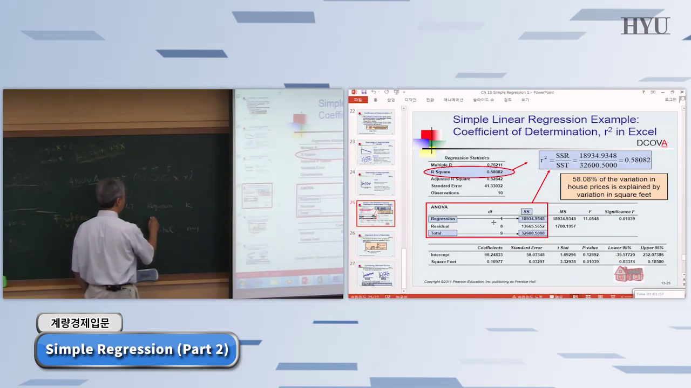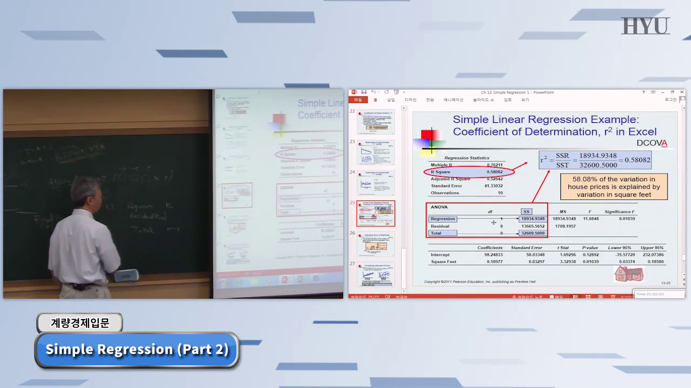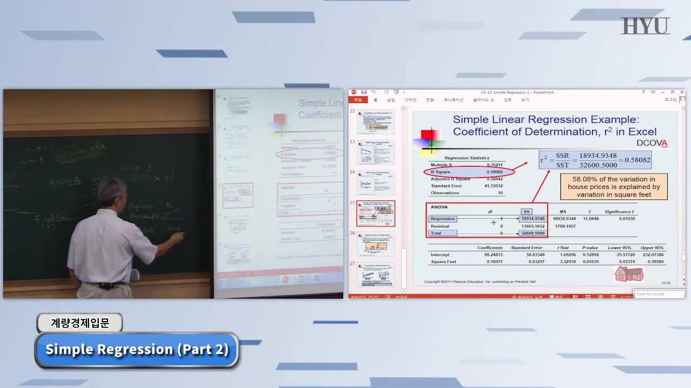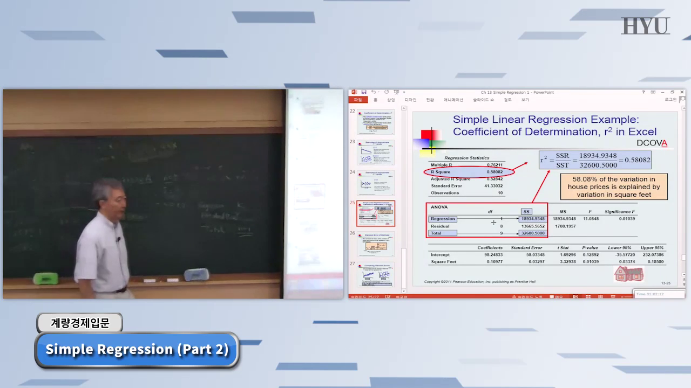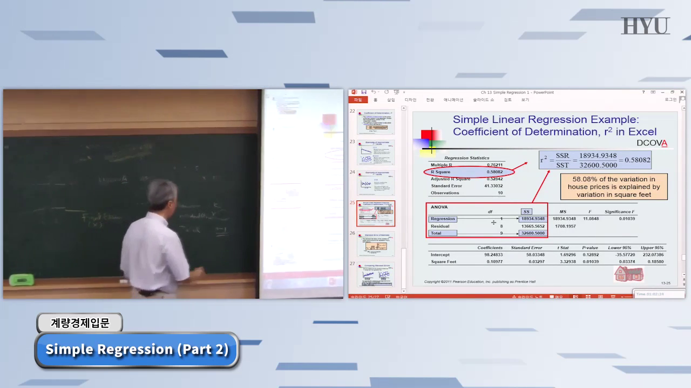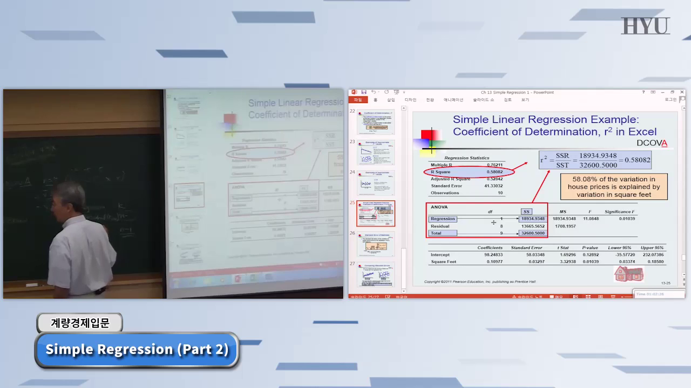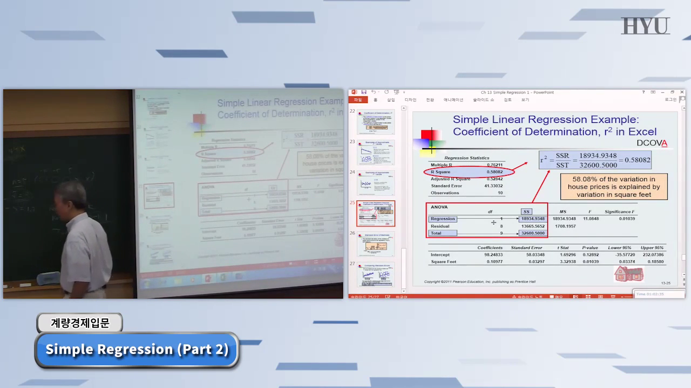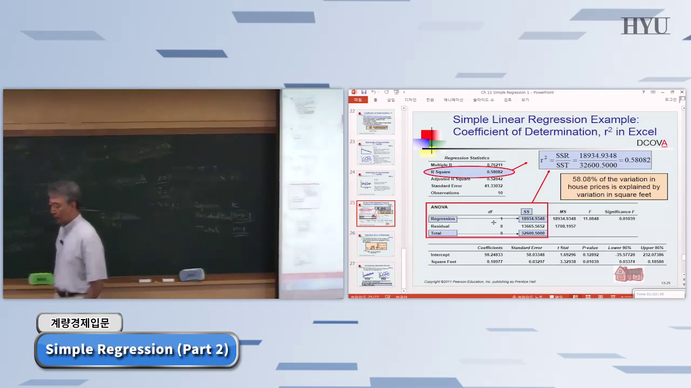And degrees of freedom for residual, which is error, what should it be? Because this one plus this one has to be n minus 1. Degrees of freedom for residual would be, in general, n minus what? Minus K minus 1. Yes. That's the general formula for residual degrees of freedom, n minus K minus 1.